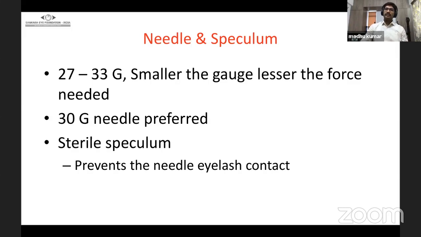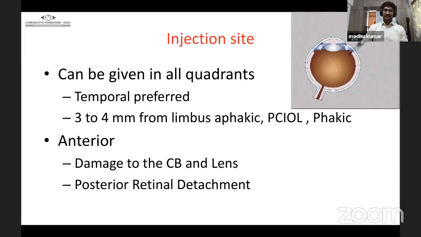There are again studies which quote that the larger the size of the needle, the lesser the chance of intraocular pressure increase, because through the needle track, there will be some regurgitation of the vitreous, and thereby the IOP gets balanced. The smaller the gauge, the faster the drug is injected, the higher the incidence of raised intraocular pressure, though it is transient.